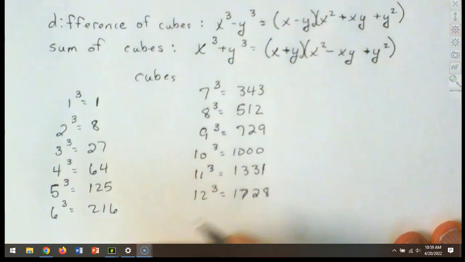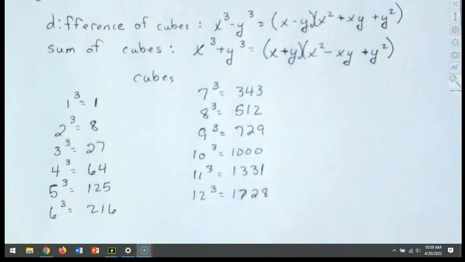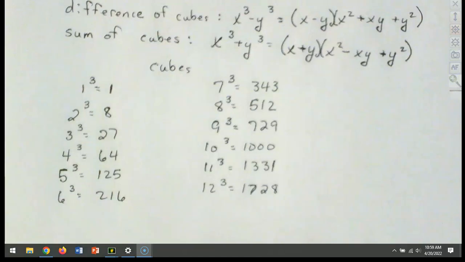1728. I think these are helpful, especially for the cubes, just to have the table of cubes, because it's going to be a common cube. Very rarely do you have a really large cube. It's normally going to be one of these cubes.